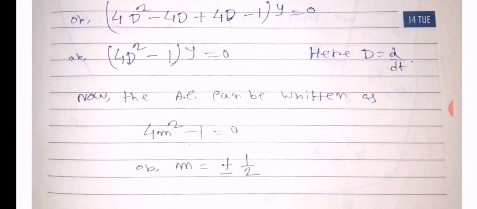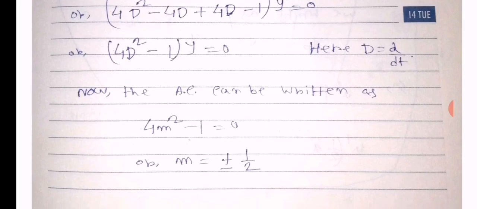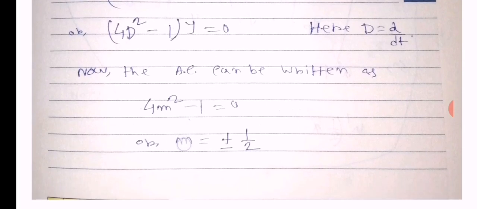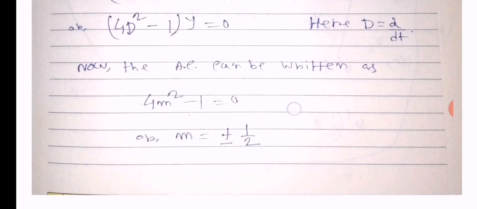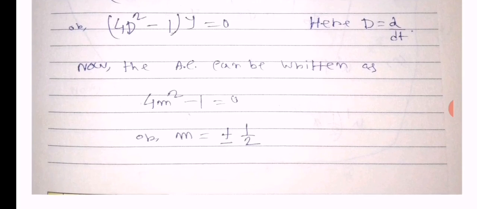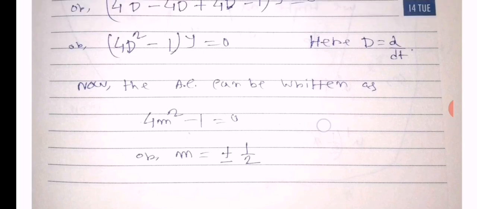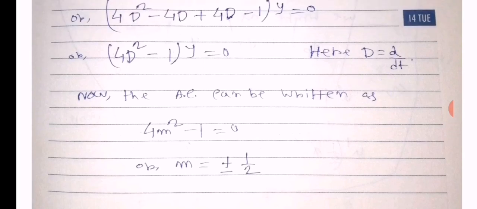So the auxiliary equation we can write, in place of D we need to put m. So the auxiliary equation we can write 4m square minus 1 equal to 0. So m equal to plus minus half. Here D equal to d by dt.